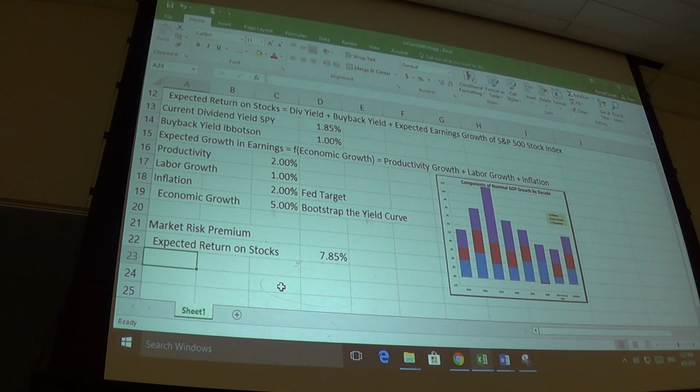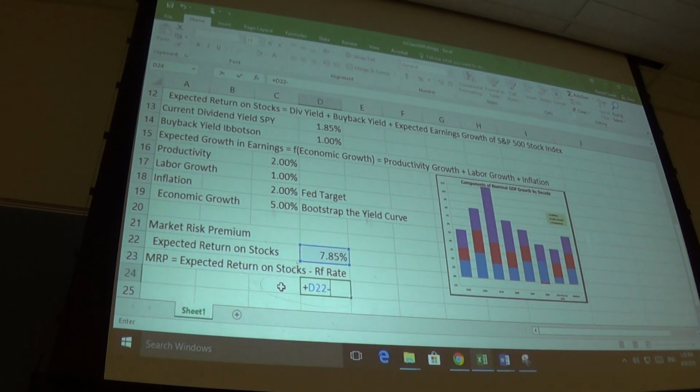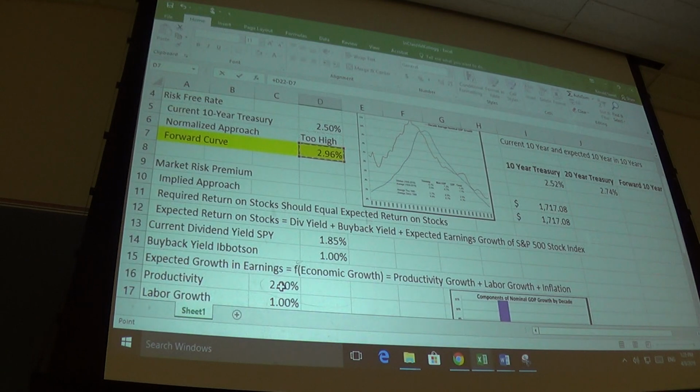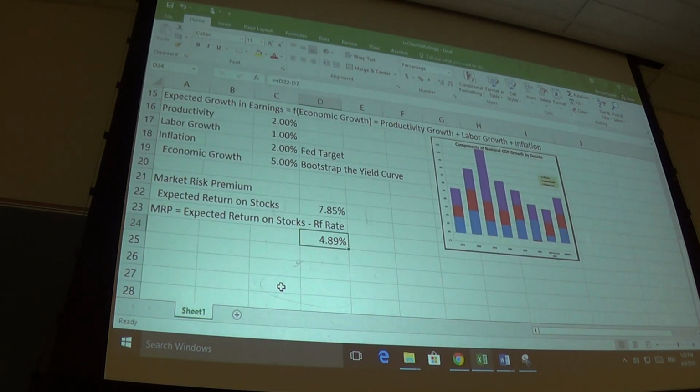So what's my market risk premium? My market risk premium is not 7.85. Our market risk premium is the expected return on stocks minus the risk-free rate. So my market risk premium is 7.85 minus, I'm going to use the 2.96. So my market risk premium is 4.89%.